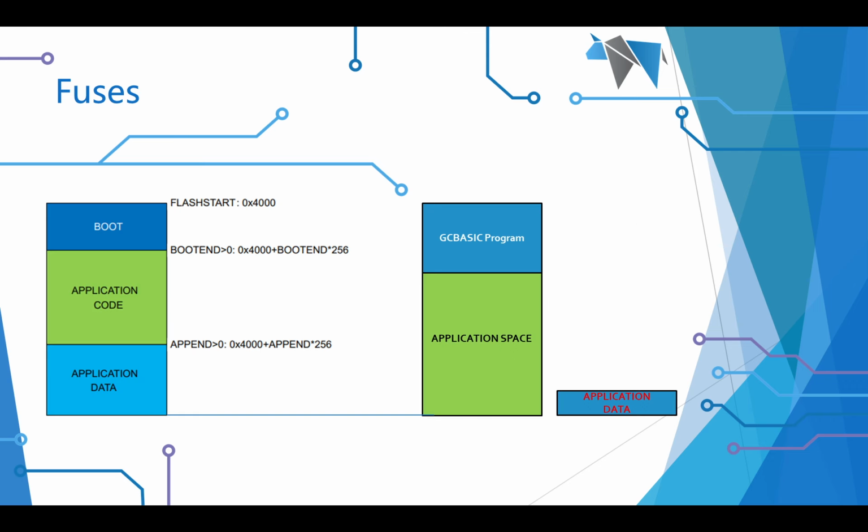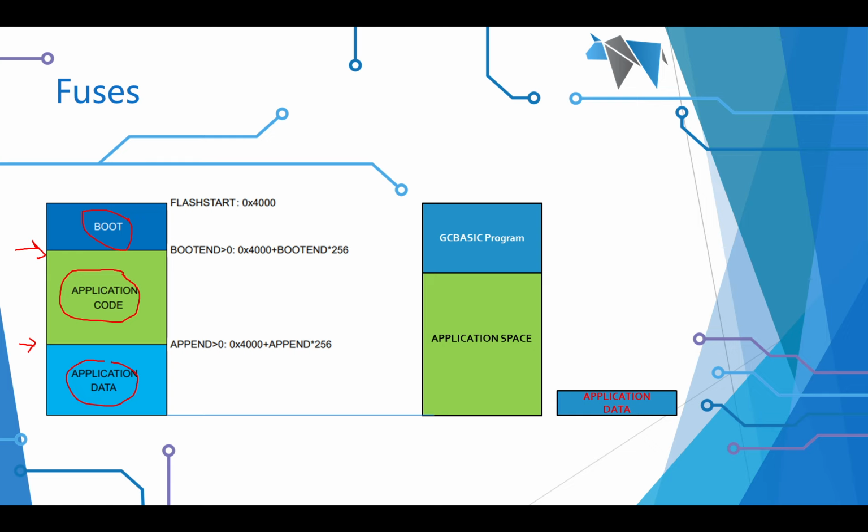So on the left here, this is what they've assumed, that you've got a bootloader. Let me just go back and pick up my pen. You've got a bootloader. And then when you run the bootloader, it puts your application code in here, and then you've got some application data, and they're separate areas. And so the boot end sits here, and the append, the application end, sits there.